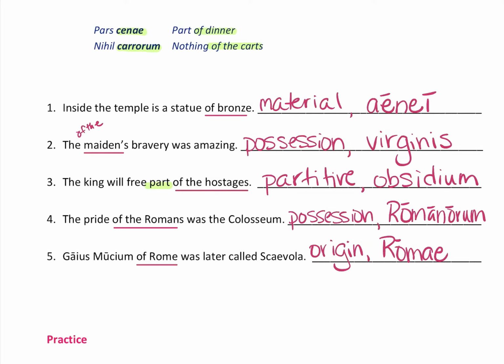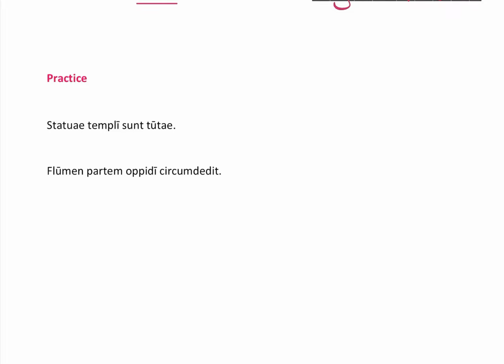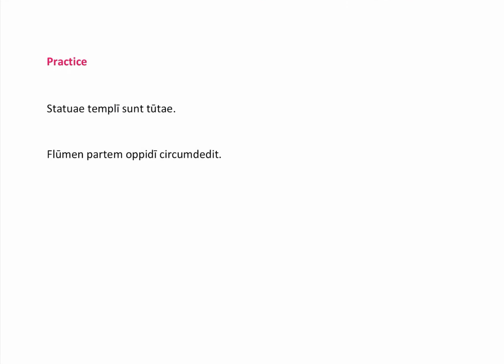Okay, let's do a little more practice in Latin. Let's do a couple of sentences here. All right. Statuae templi sunt tutae. So what are all the possibilities here? We've got nominative plural, we've got genitive singular, and it could also be dative singular. We haven't talked about dative yet, but we have another verb here. Now, another noun. And again, this could be nominative plural, and it can be genitive singular.